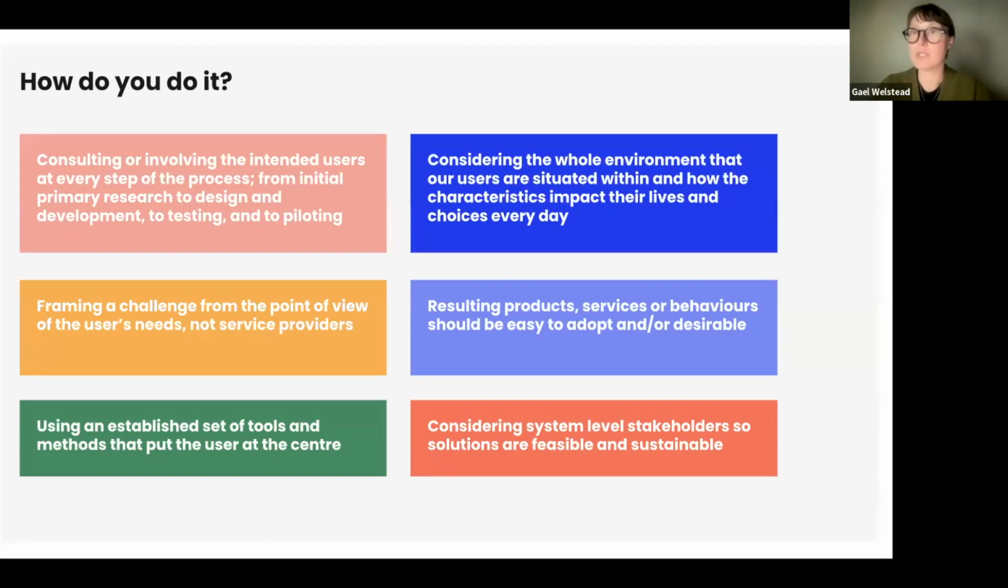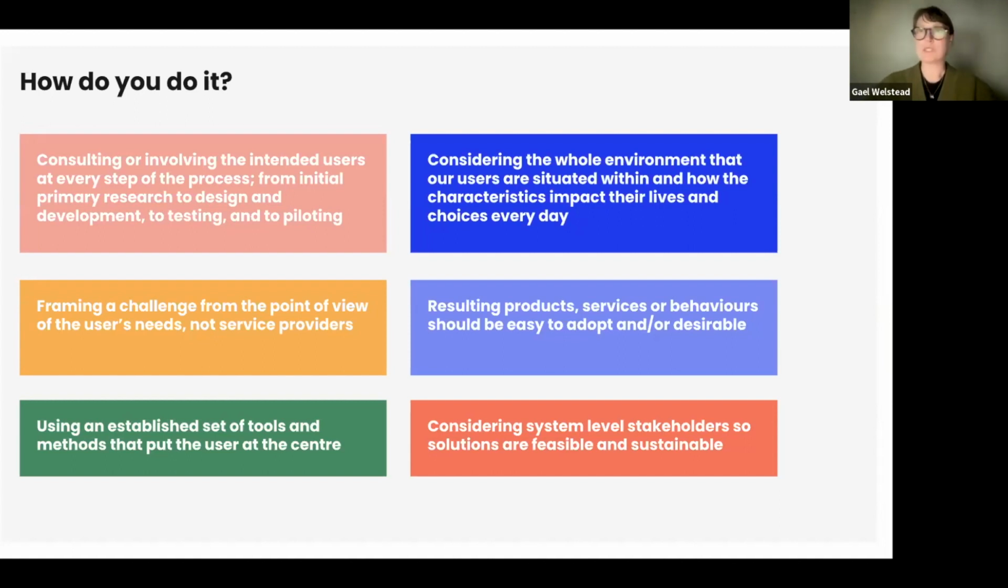So making sure that our research involves learning about competing priorities, environmental constraints and opportunities that people have, desires, experiences that influence the way that people behave and choose to do things, and how their needs are being met or not being met by other experiences. Resulting products, services, or behaviors should be easy to adopt and or desirable.